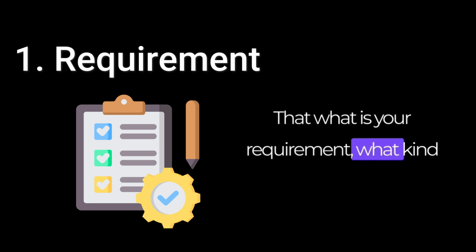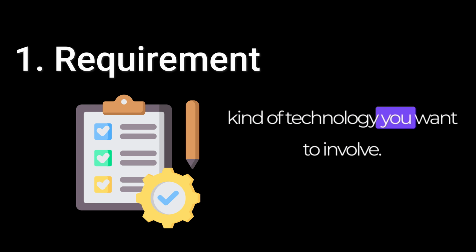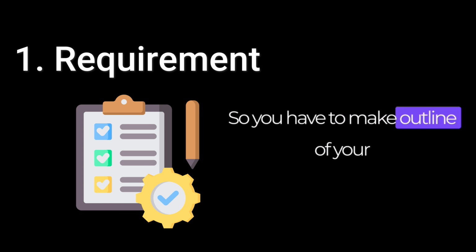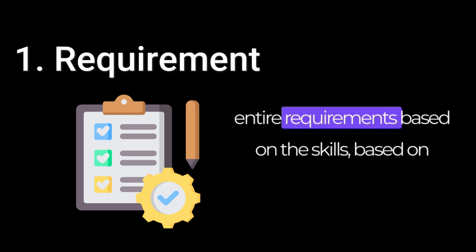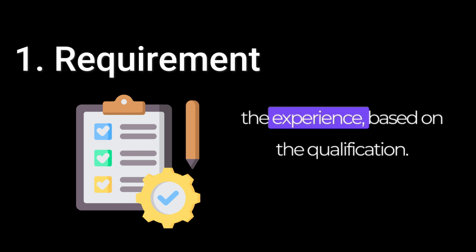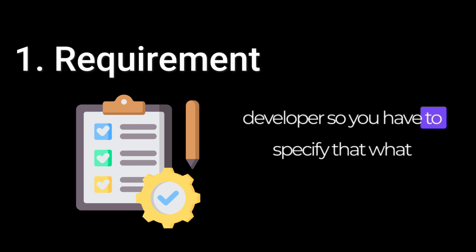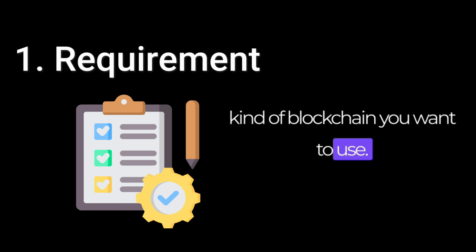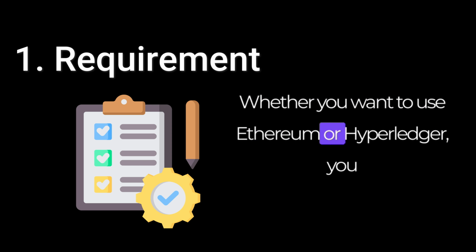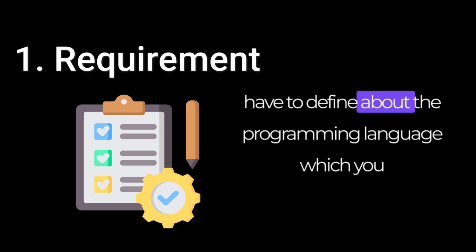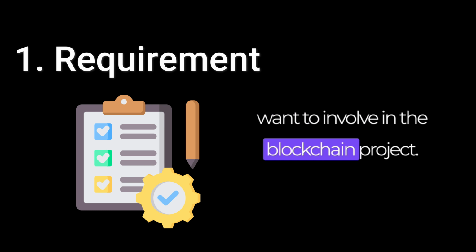What is your requirement? What kind of project do you want to build? What kind of technology do you want to involve? You have to make an outline of your entire requirements, based on the skills, the experience, and the qualification. If we talk about the blockchain developer, you have to specify what kind of blockchain you want to use, whether Ethereum or Hyperledger. You have to define the programming language which you want to involve in the blockchain project.